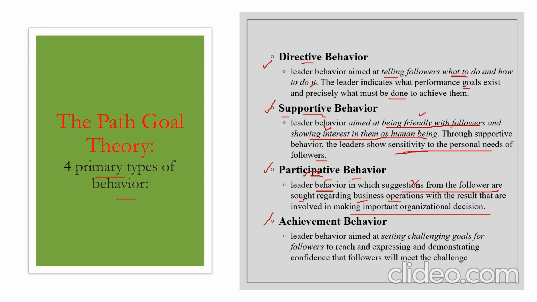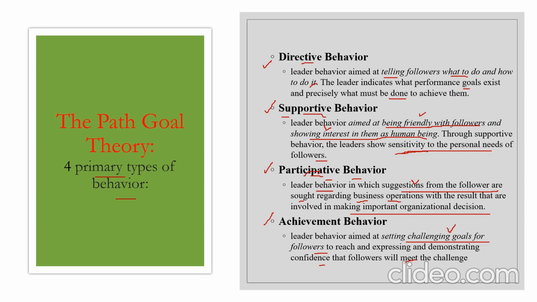Okay, and lastly is achievement behavior. It is a leader behavior aimed at setting challenging goals for the followers to reach and expressing and demonstrating confidence that followers will meet the challenge. Okay, achievement behavior. The leader can use this achievement behavior by setting challenging goals. This is the keyword.